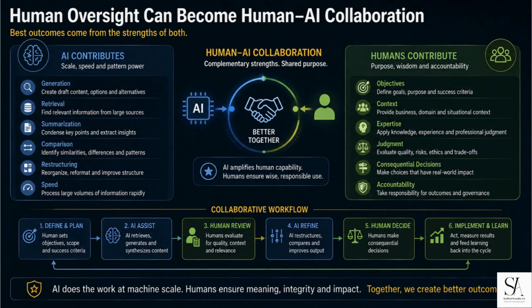for the outcome. The question therefore begins to shift. Instead of asking only where a human must check the AI, we can ask how the entire workflow should be designed so that the strengths of both are used effectively. This takes us from human oversight into human-AI collaboration.